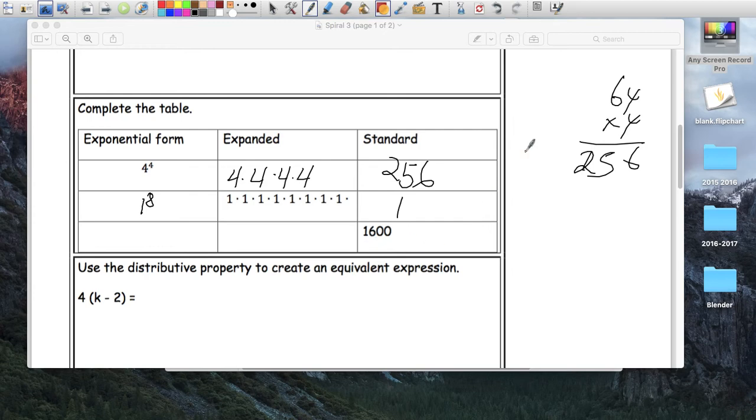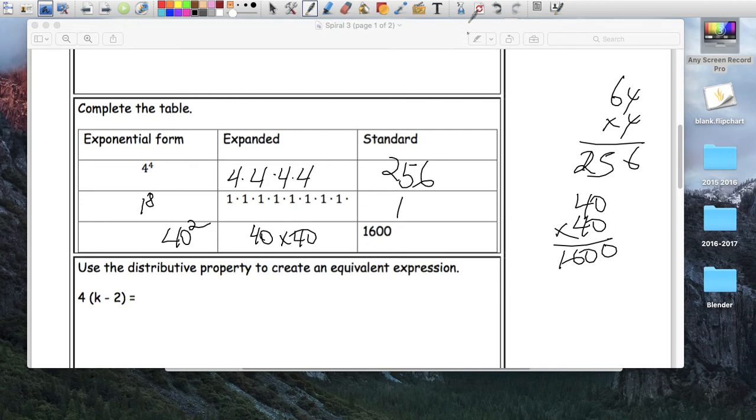1600, what number multiplied by itself can give you 1600? Well, I know if I took these 2 zeros out, it would be 4 times 4, and adding those 2 zeros gives me a hint that it's 40. Okay, the expanded way would be 40 times 40. And then using the distributive property.